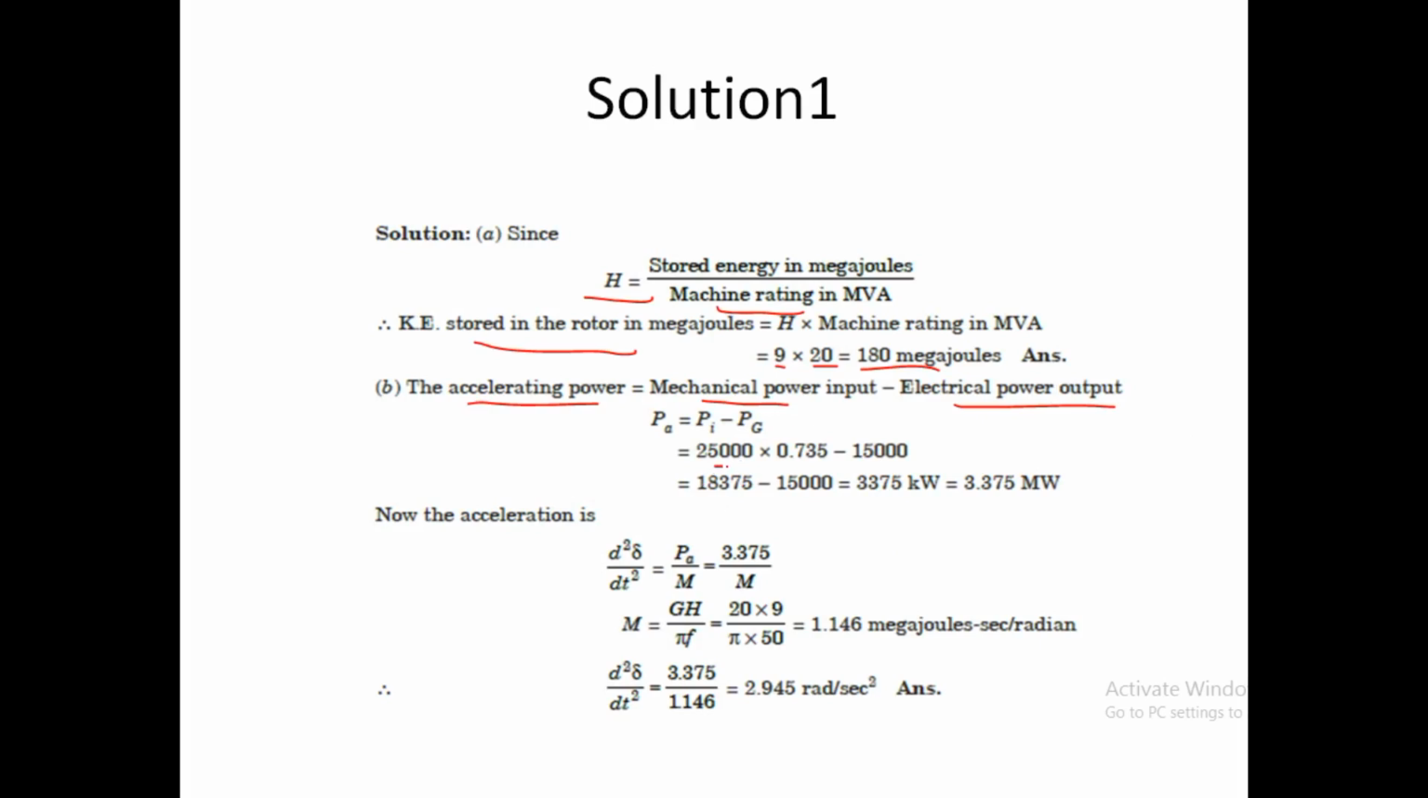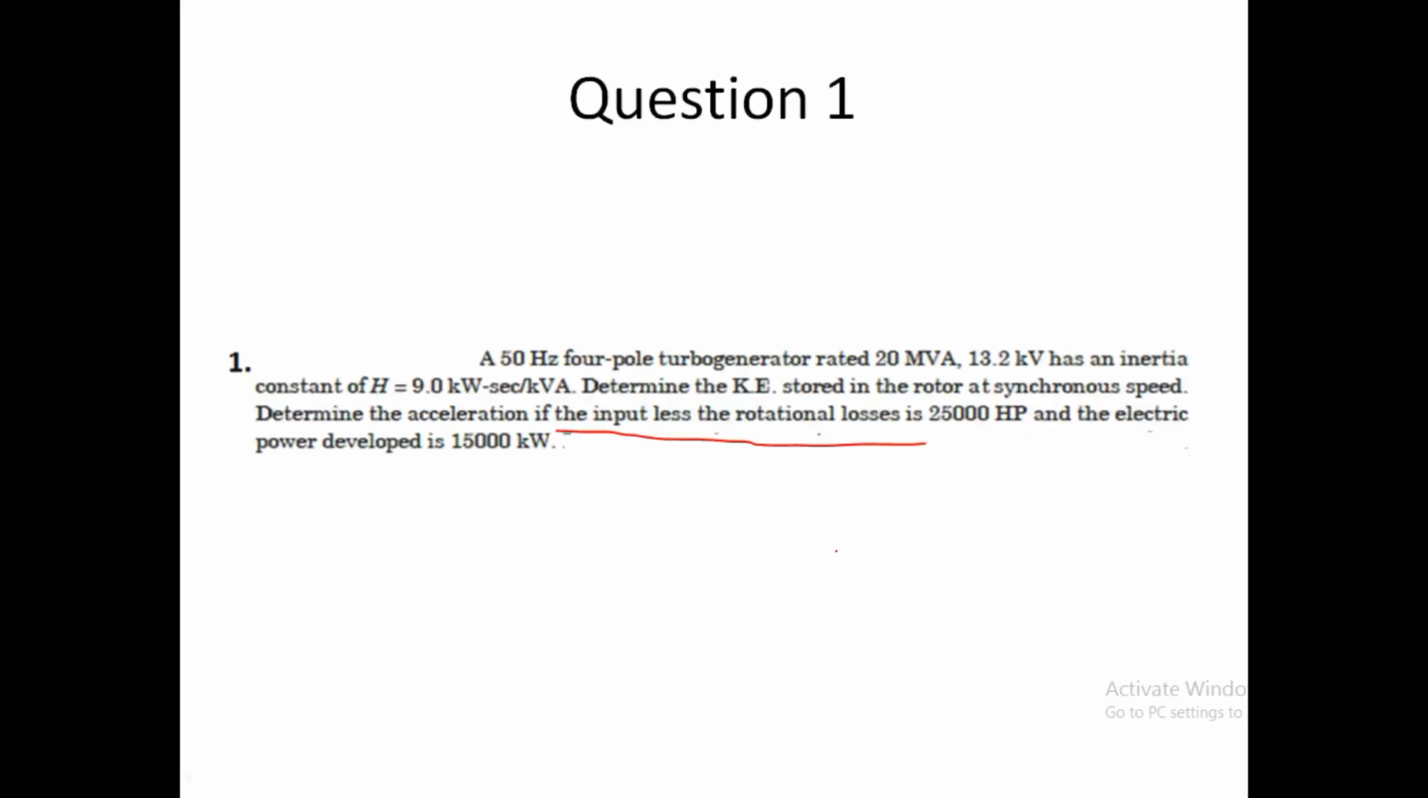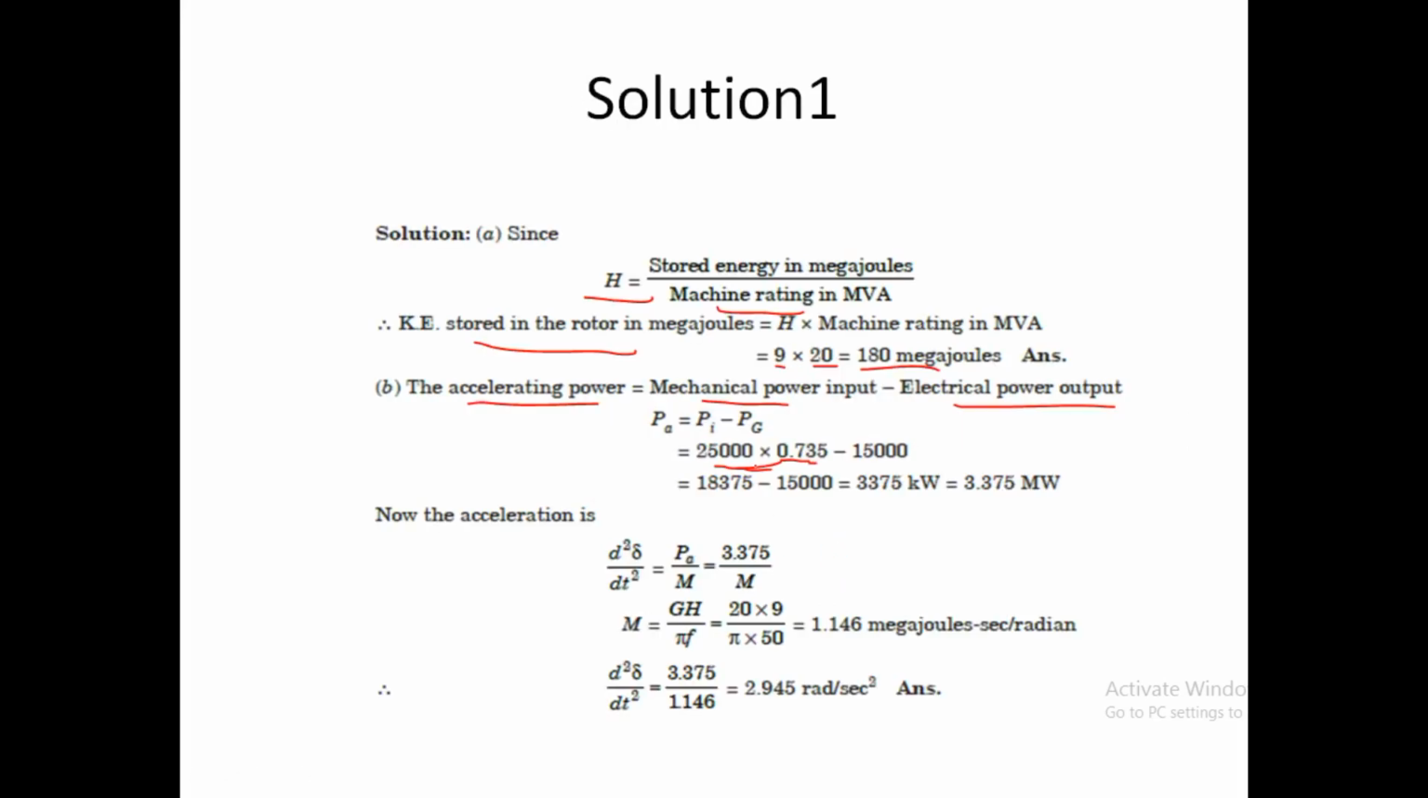So 25,000, we are converting that HP to kilowatt, so you'll be getting 25,000 into 0.735 minus PE. What is PE? Electrical power output, power developed, is 15,000. So 25,000 into 0.735 is 18,375, minus 15,000 will give you 3,375 kilowatt or 3.375 megawatt.